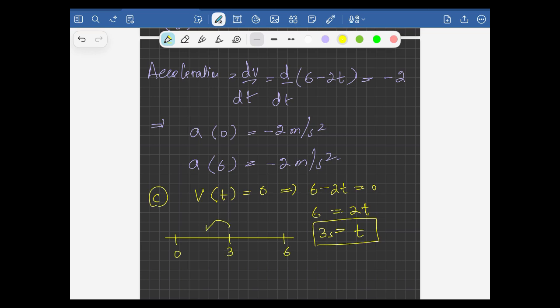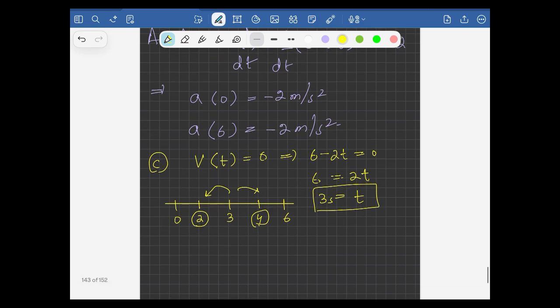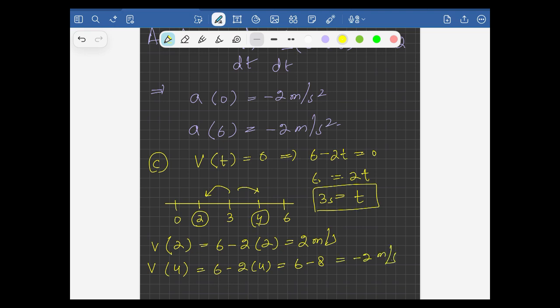Okay, we need to find the value before and afterwards. Before 3, we just take a simple value 2, and afterwards, let's take 4 and fill these into the velocity function and see if we get opposite values. So velocity at 2 equals 6 minus 2 into 2 equals 6 minus 4, which is 2 meter per second. And velocity at 4 equals 6 minus 2 into 4 equals 6 minus 8 equals minus 2 meter per second, which are opposite to each other.